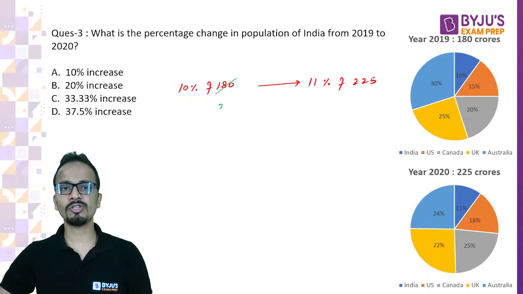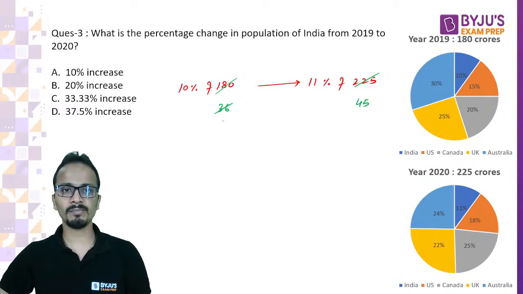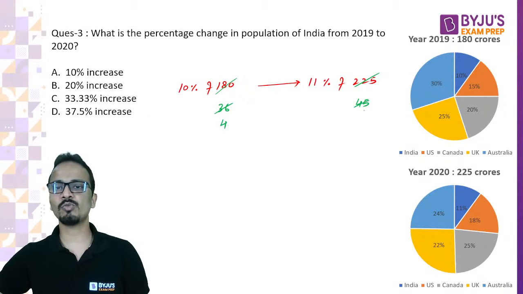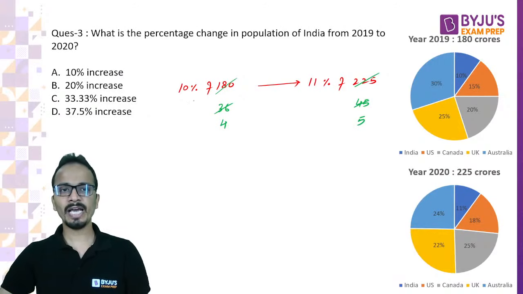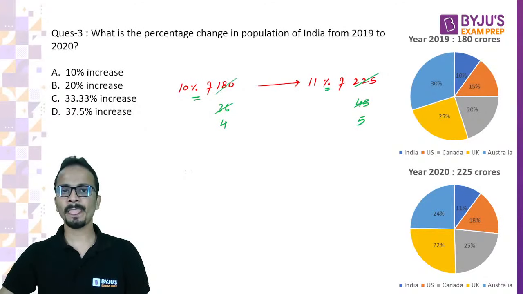So, this will become 36. This will become 45. Further, I can cancel 9 out of it. So this will become 4 and this will become 5. Okay. Also, I can cancel percentage from both sides.